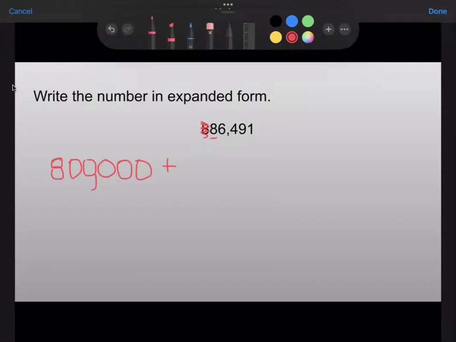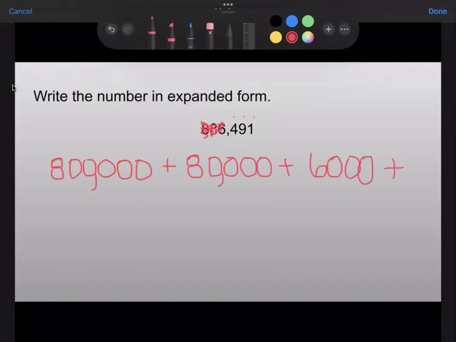The next number I have is an 8, so I'm going to put an 8 again, but this time it has 1, 2, 3, 4 digits after it. So I'm going to write 1, 2, 3, 4 zeros instead. And then I'm going to put a plus. Okay, next one. Let me cross this one off so I know I did that one, is a 6. So I'm going to put a 6 here, and there are 1, 2, 3 digits after it. So I'm going to replace those with 1, 2, 3 zeros. Cross this off. Now I'm going to put a plus.